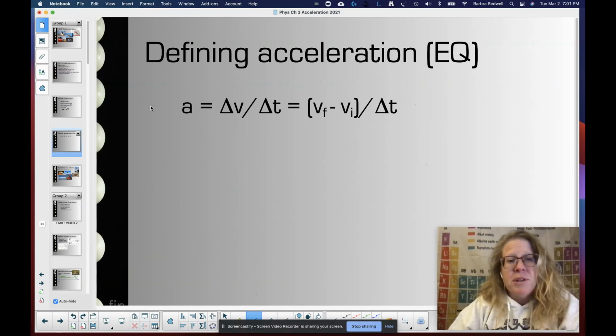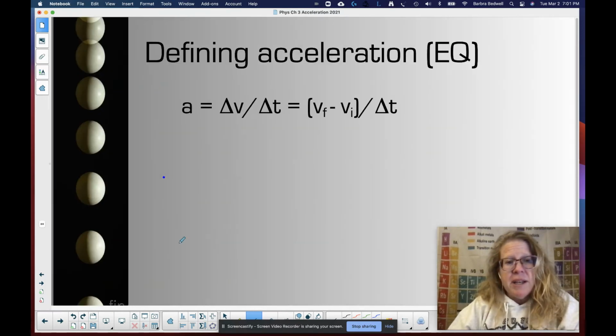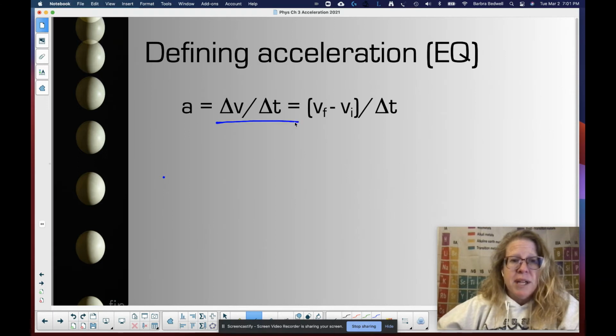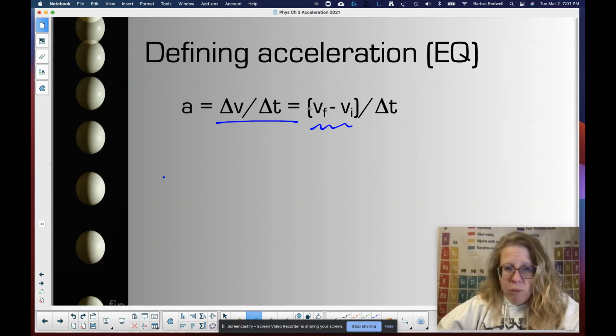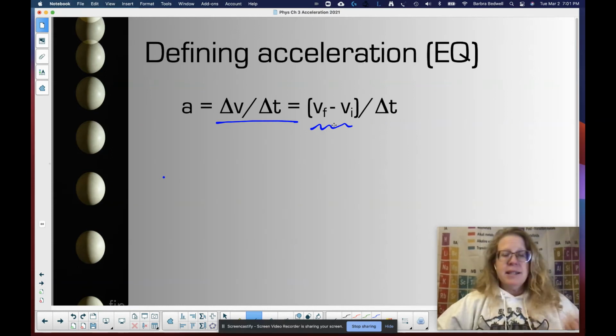So what does it mean when we're defining acceleration? Here's our basic equation, right? You know what this particular one is. Acceleration is a change in velocity over time. I wanted to put this up here as a reminder that when we rewrite delta V as VF minus VI, you can still plug that in here. It's still the same thing.